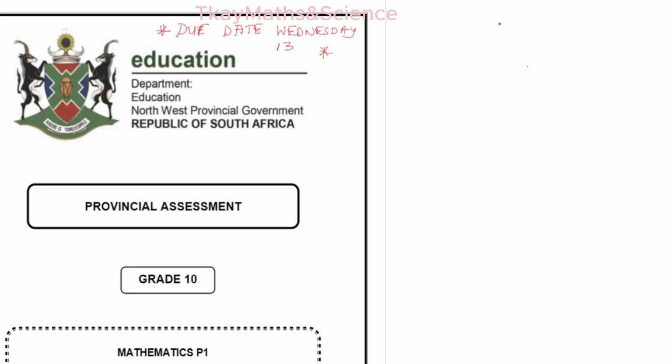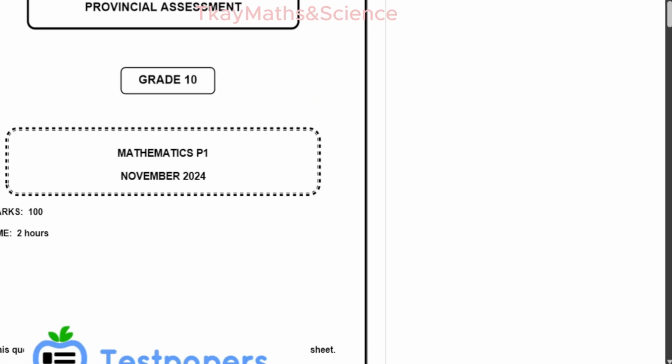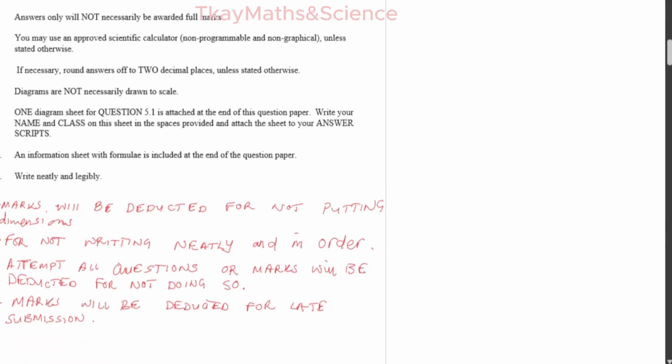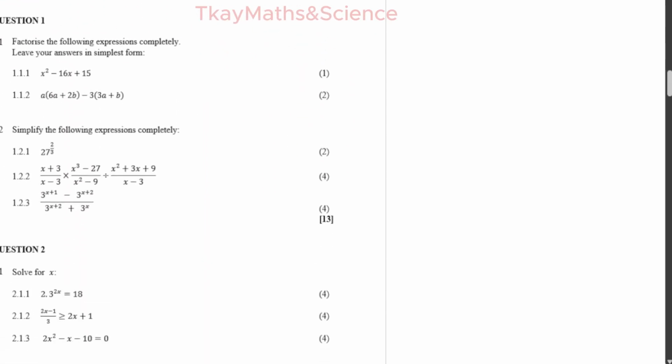So today we're gonna be doing a mathematics paper 1, that is for the year 2024 for the Northwest provincial government. Okay, so let's get into it. So we got the following question, that is factorize the following expressions completely. So they say leave your answer in the simplest form. So we're gonna start with 1.1.1.